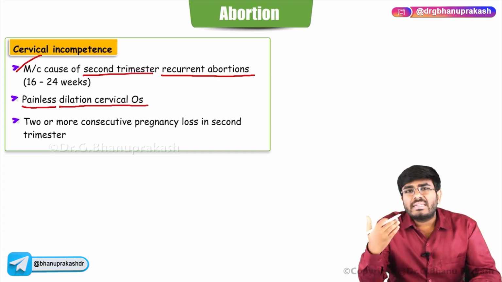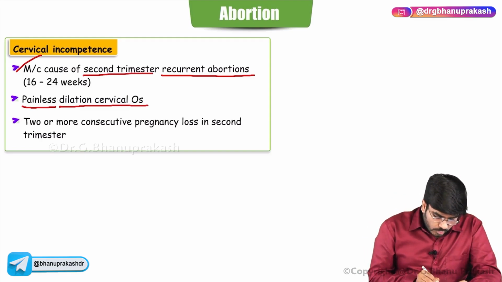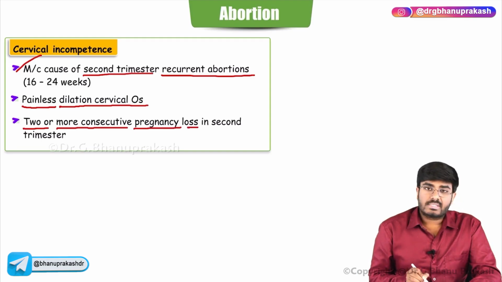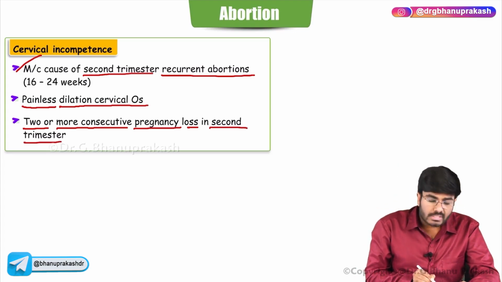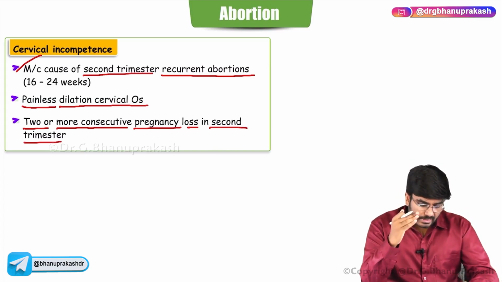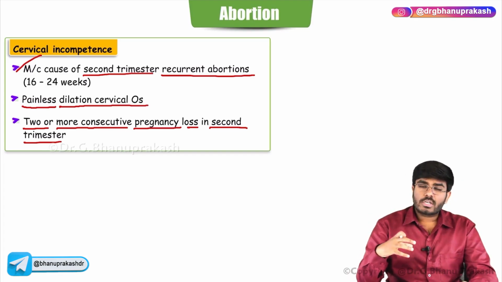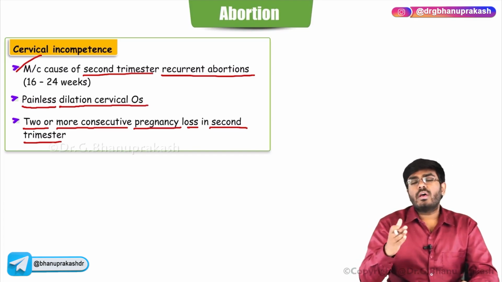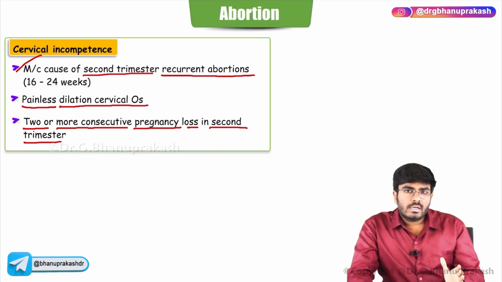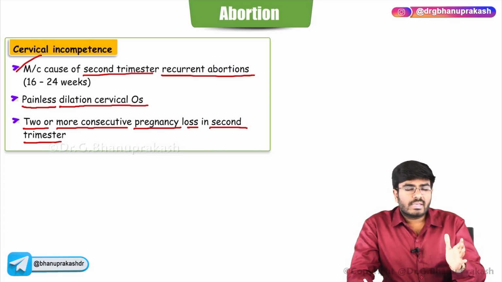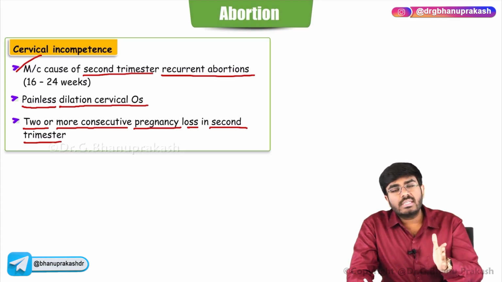So what is the criteria for diagnosing cervical incompetence? If there are 2 or more consecutive pregnancy losses, especially in the second trimester, then you can suspect that these abortions are because of cervical incompetence. Later on we will see how we will come to the diagnosis. But the criteria to say that this female has cervical incompetence is at least 2 or more consecutive pregnancy losses in the second trimester.